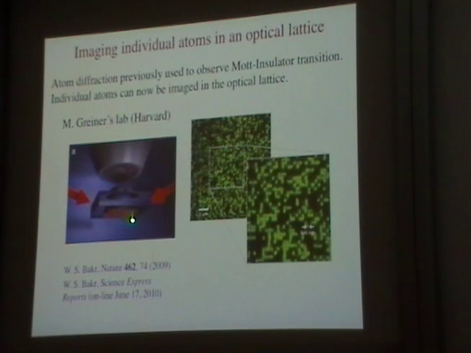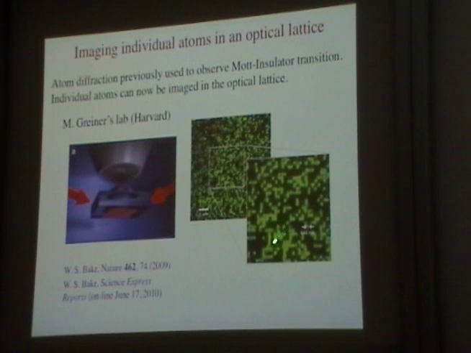He's setting up a 2D Bose gas. But instead of using diffraction to look at it, he's interested in actually looking at the pattern of atoms in this Mott insulator transition. So he's set up a BEC experiment where he can image the atoms in this optical lattice. He has a high numerical aperture light collection system, so he can zoom in and see the atoms in this optical lattice.